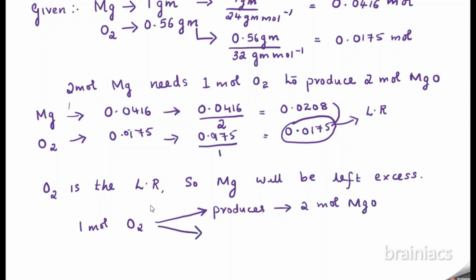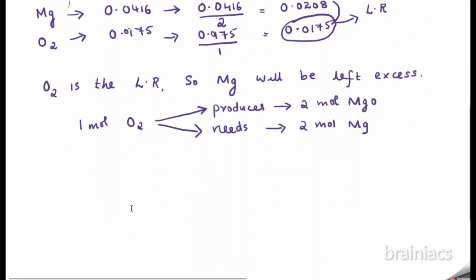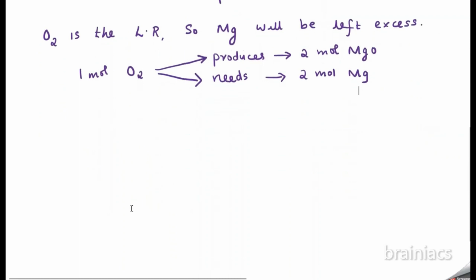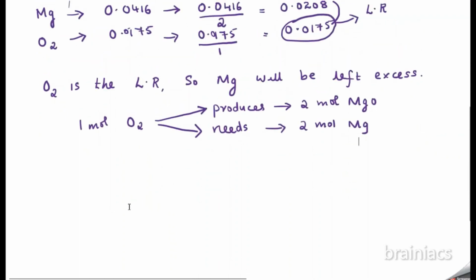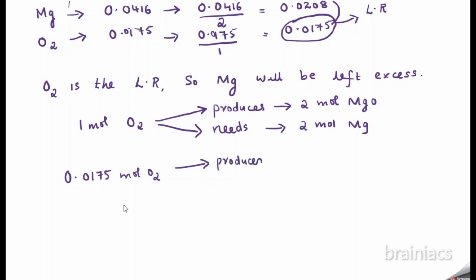Now tell me the other way. 1 mole O2 needs, tell me, 2 mole magnesium. Correct. This is for 1 mole. This information we have written with respect to stoichiometry. Now, how much mole of oxygen do you have? You have 0.0175. So now we will speak with respect to that. Next we will write 0.0175 mole O2 produces. We will go through all the parts so that if they ask how much magnesium oxide is produced, then you can also do this.